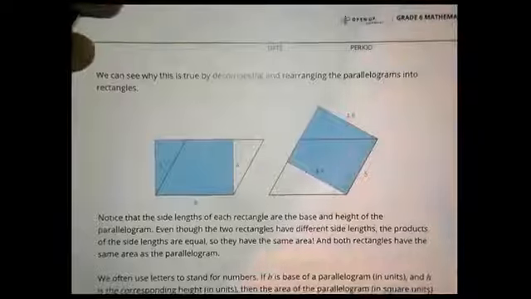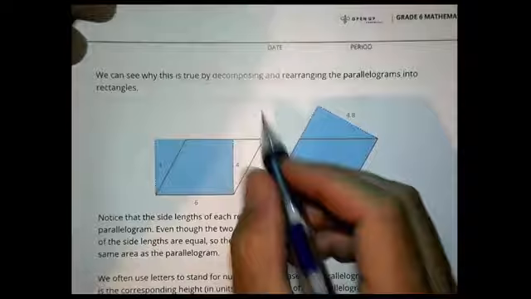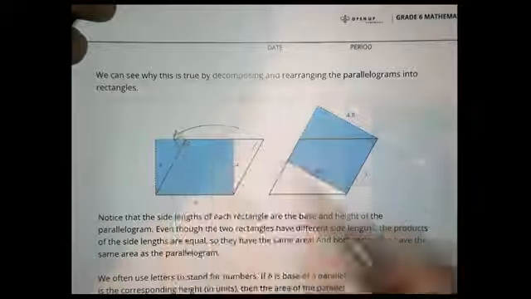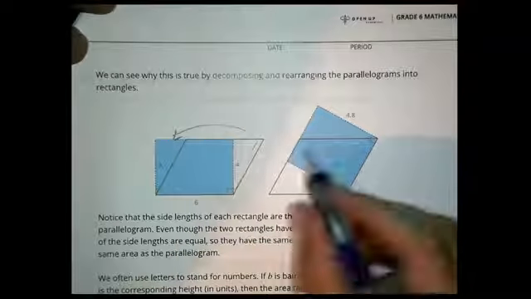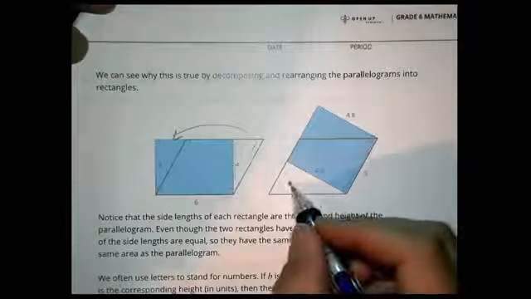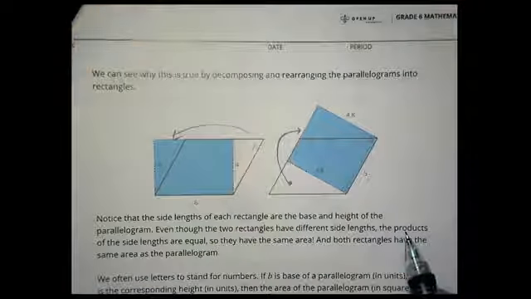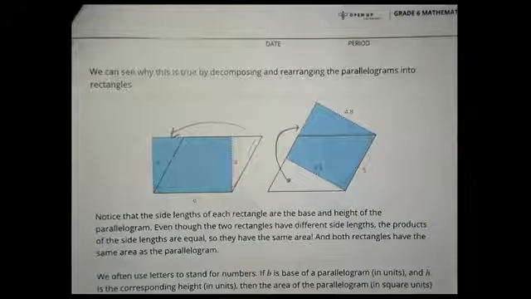You can see why it's true by decomposing and rearranging the parallelograms into rectangles, right? So if I chose to do that, I could take that little chunk off here and slide it over there to make a rectangle. Over here I could take this parallelogram that's given this shape, take this piece, move it over there, and make myself a nice little shape that becomes something I can measure a little better. So that's the idea. We often use letters to stand for numbers.